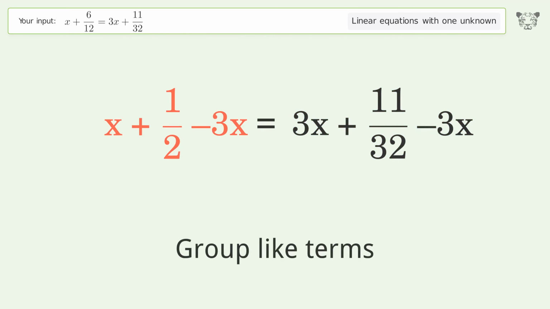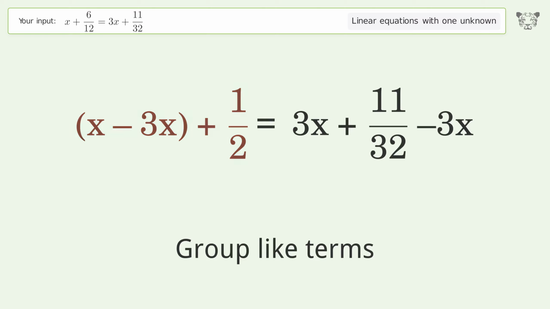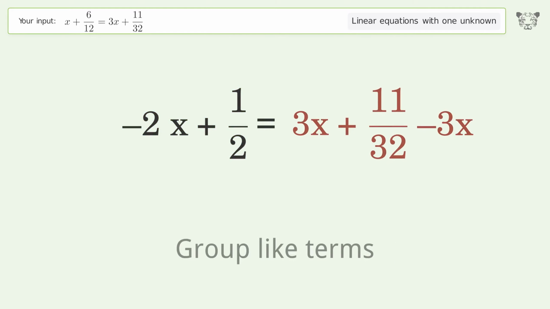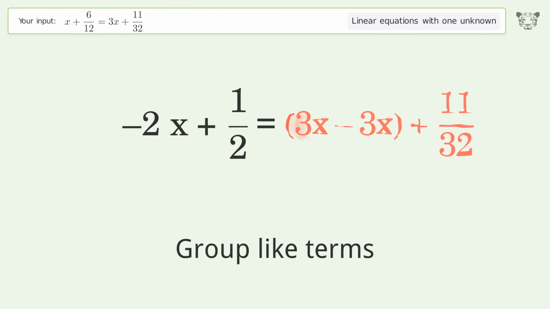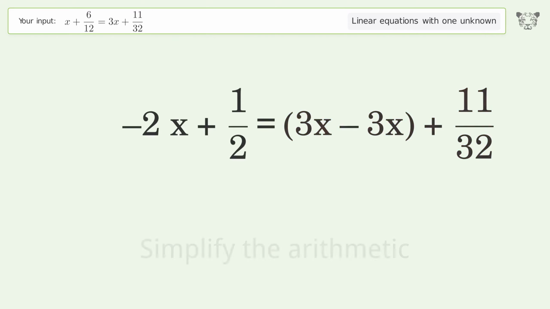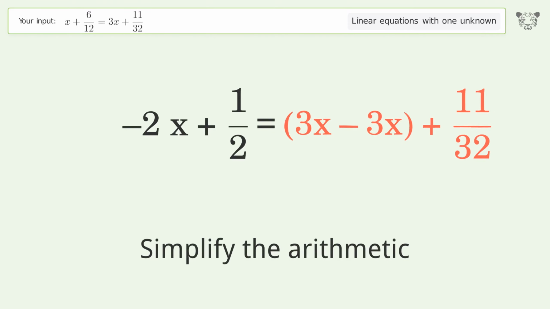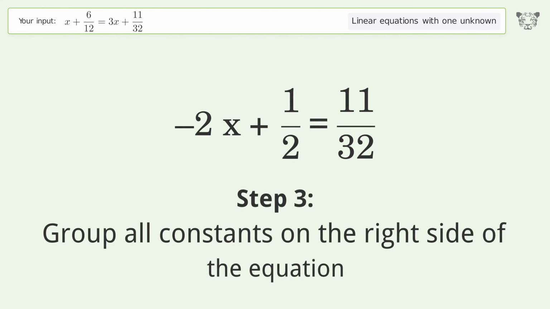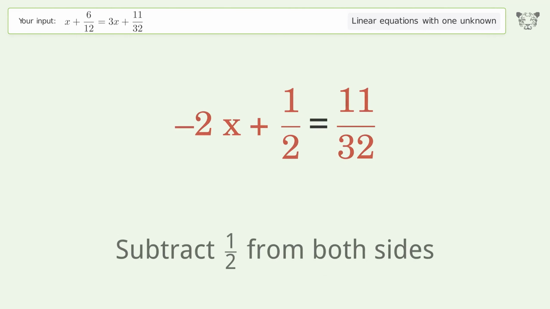Group like terms. Simplify the arithmetic. Group like terms. Simplify the arithmetic. Group all constants on the right side of the equation. Subtract 1/2 from both sides.